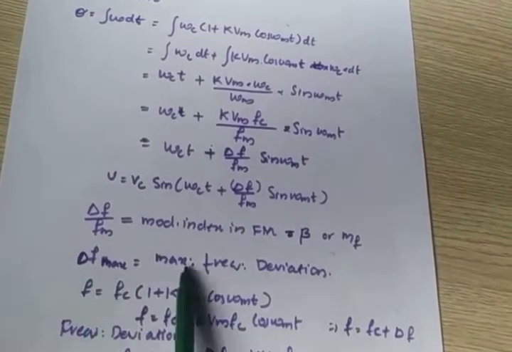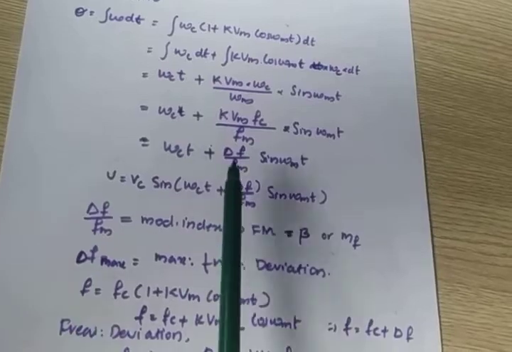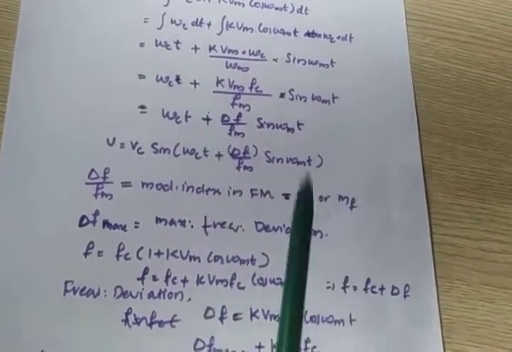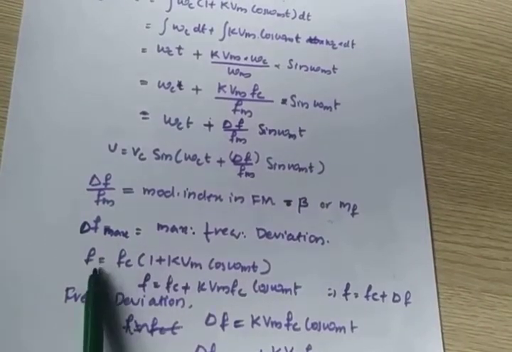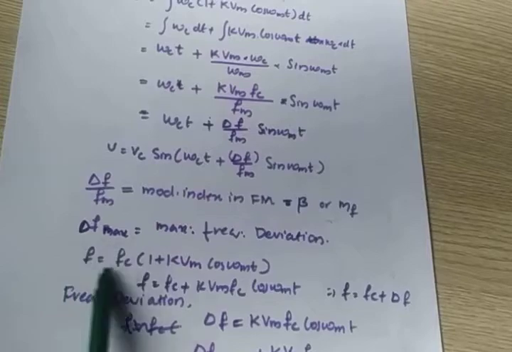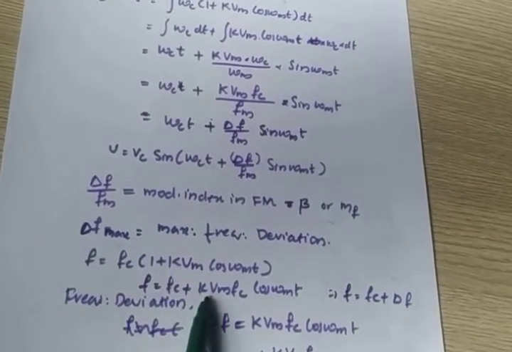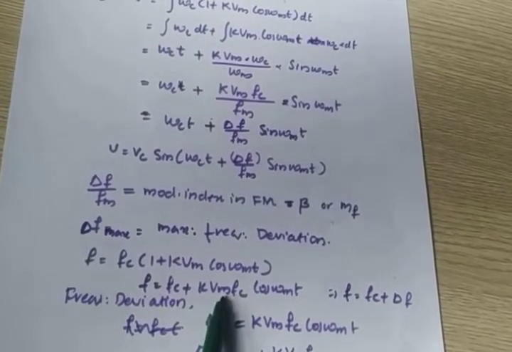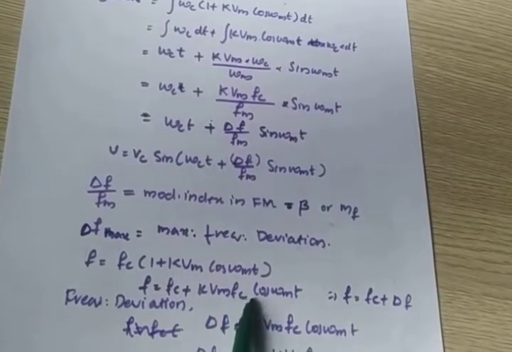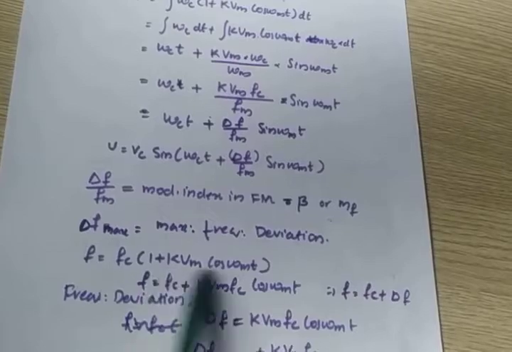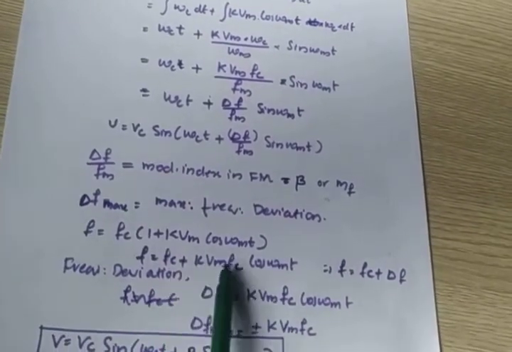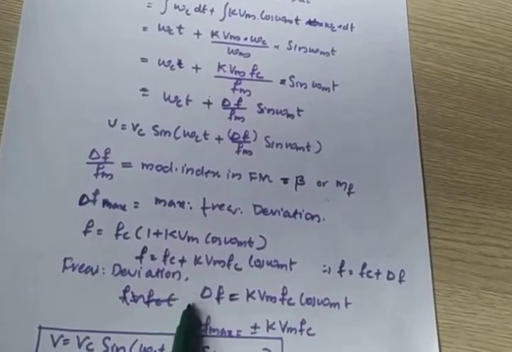So delta f maximum is the maximum frequency deviation. We know that f equal to fc into 1 plus kvm cos omega m into t. So f equal to fc plus kvm fc cos omega m into t. Take this fc inside. The frequency deviation here is delta f.